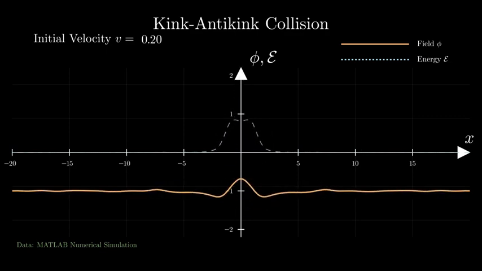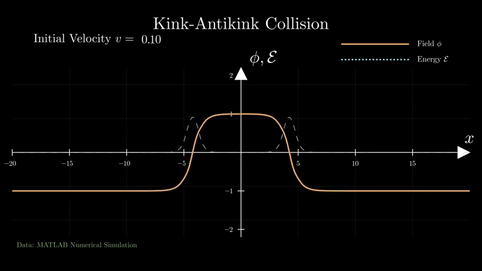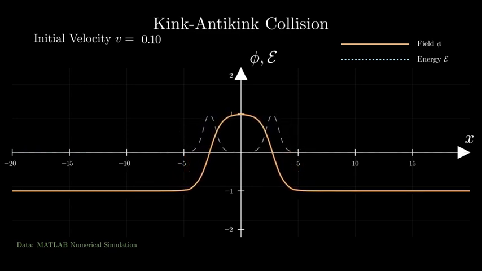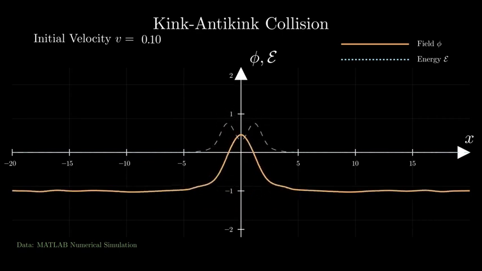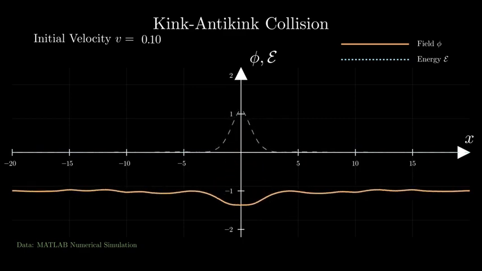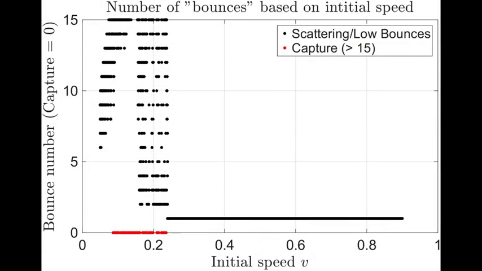To quantify collision outcomes, I used 3 key diagnostics. First is the bounce count. I monitor φ of 0, that is the field at the origin where the kinks collide, and count how many times it crosses below a certain arbitrarily chosen threshold value. Here I used the threshold φ equals -0.3. Each dip below and return above this threshold is counted as one bounce. Figure 1 here shows the bounce number as a function of initial speed v.